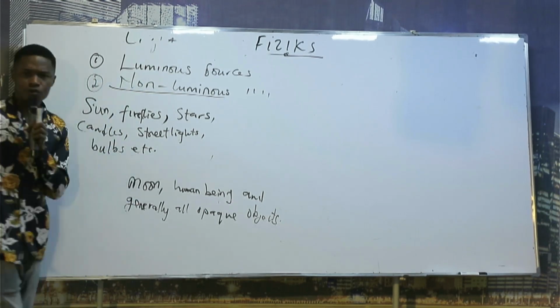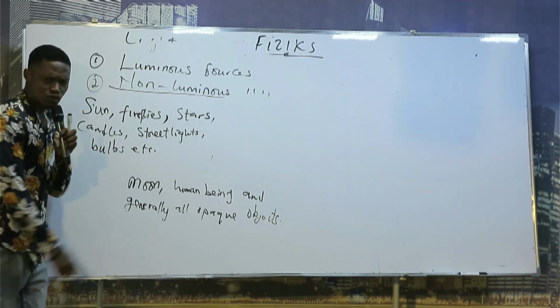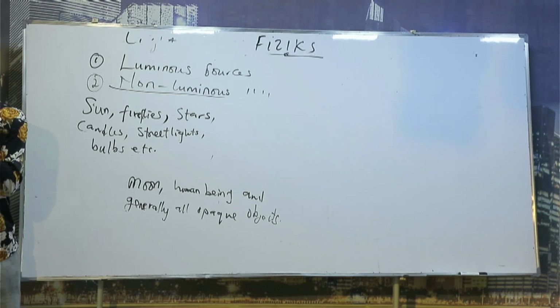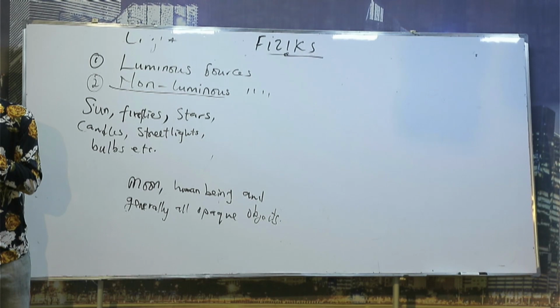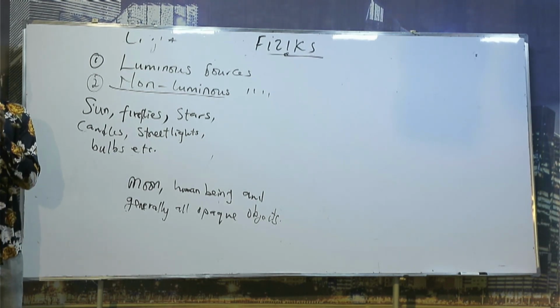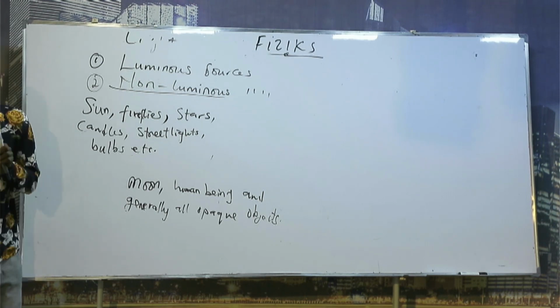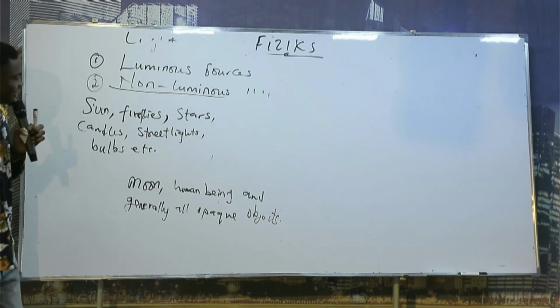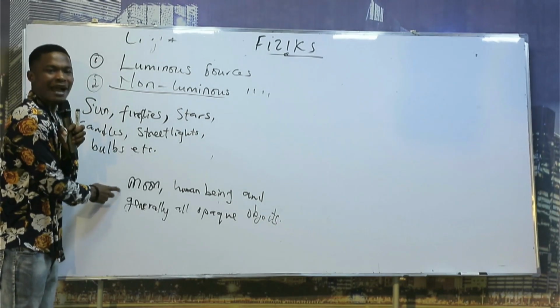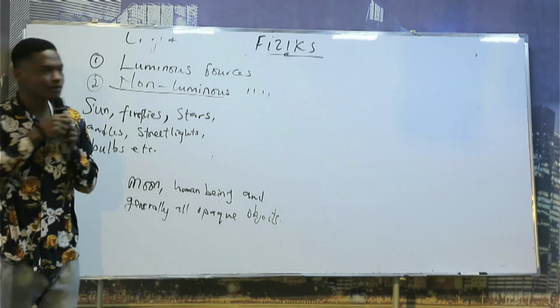An example is the moon. Somebody will say, "Uncle, the moon shines at night." Yes, the moon shines at night, but the light that is being shone by the moon is not emitted by the moon. It is just a reflection.